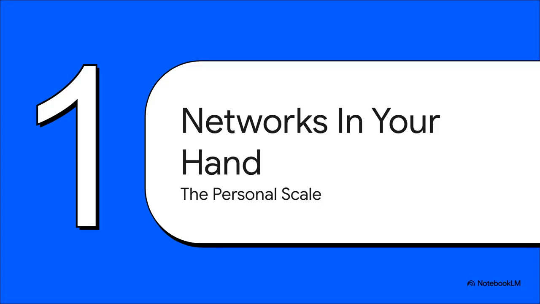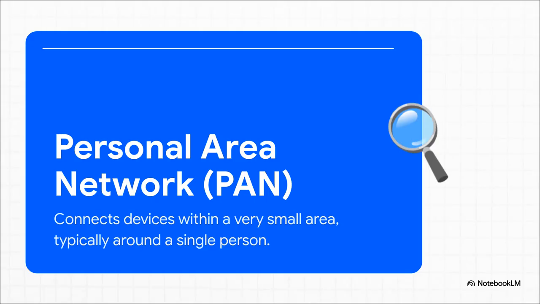We're starting at the smallest, most personal scale possible, the network that exists right there in your own personal space. So, first up, we have what's called a personal area network, or a PAN for short. You can just think of this as your own personal tech bubble. It's a network that connects devices all within just a few feet of you.